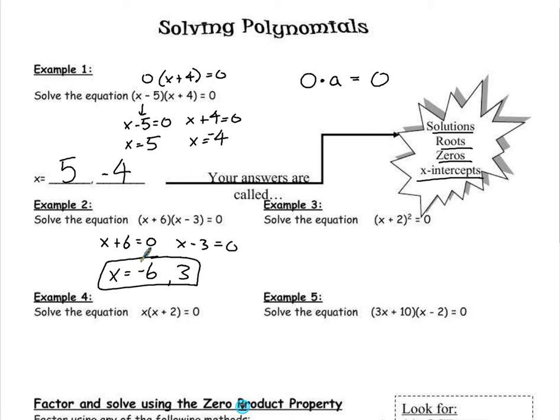Here I have x plus 2 squared, set equal to 0. So whenever I square a number, if I want to see where a squared is equal to 0, then when a is equal to 0, squaring it will also be equal to 0, because 0 squared is still 0. So if I set x plus 2 equal to 0 and find that value at negative 2, that would also make the entire squared expression equal 0 at negative 2.